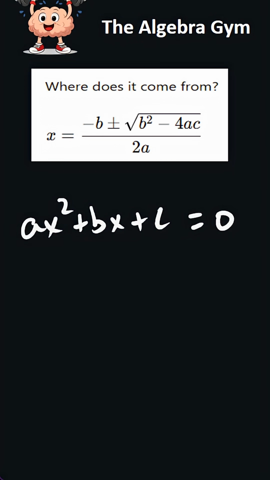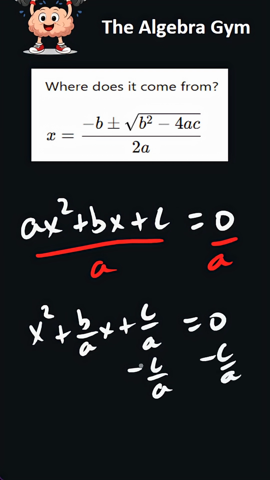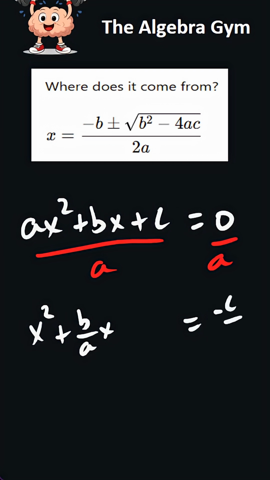The first thing we do is divide both sides by a. Then on the left side, we have x squared plus b over a x plus c over a equals 0. Then we can subtract c over a from both sides, so we are left with negative c over a on the other side.